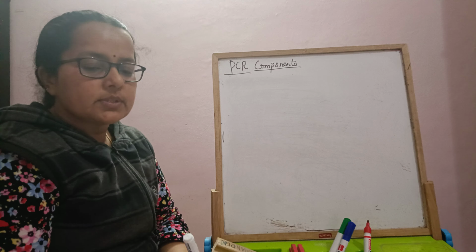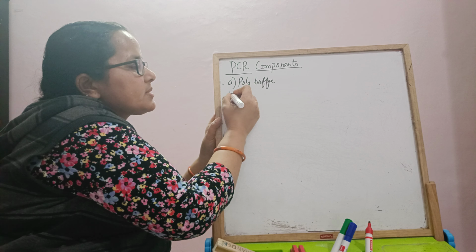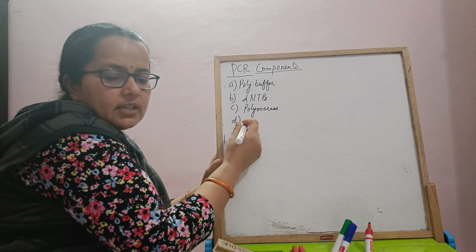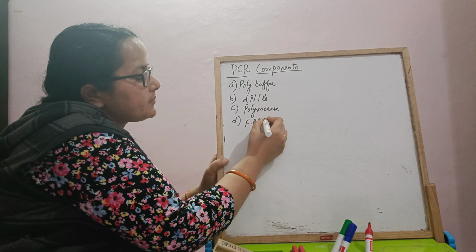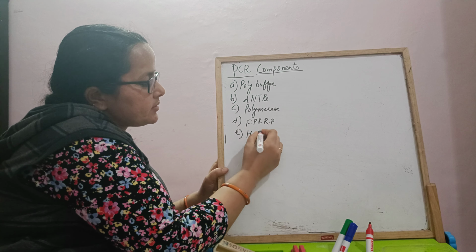The components of PCR are: one is polymerase buffer, next one is dNTPs, and your polymerase. Then your forward and reverse primer, then your water, and then your magnesium chloride. So we'll discuss all these components one by one.